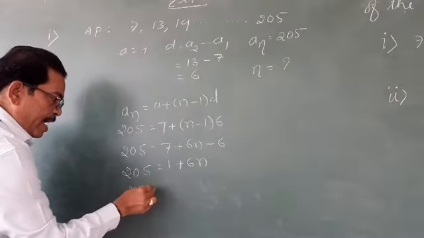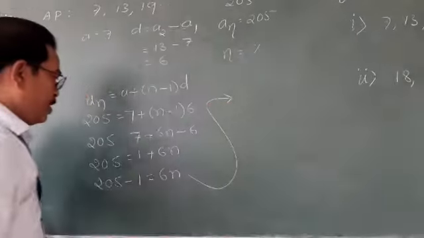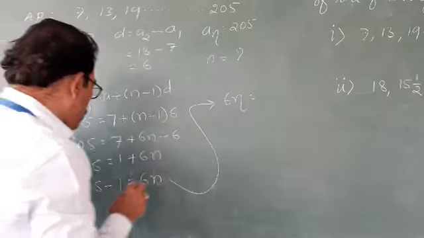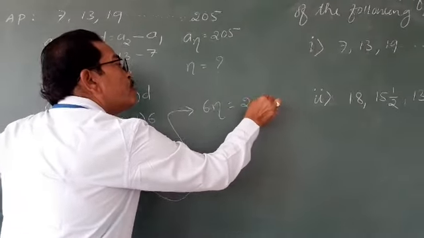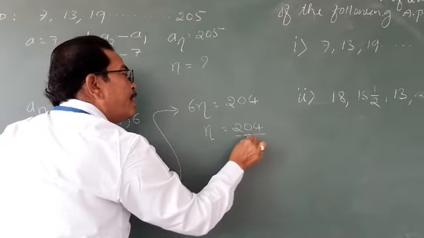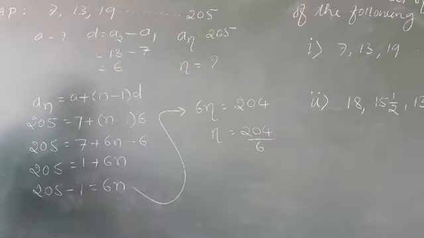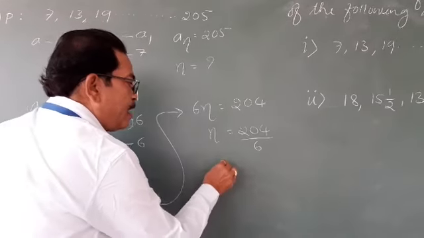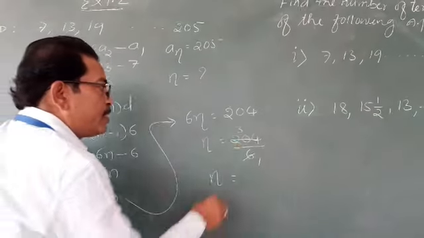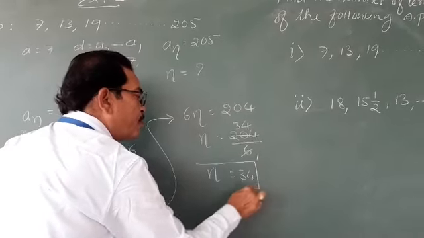205 minus 1 equals 6n. Next, that is 6n equals 204, 205 minus 1, 204. Therefore, n equals 204 divided by 6. Then n equals, 6 ones are 6, 6 threes are 18, 24, 6 fours are 24. n equals 34.